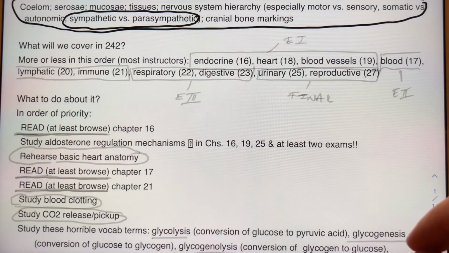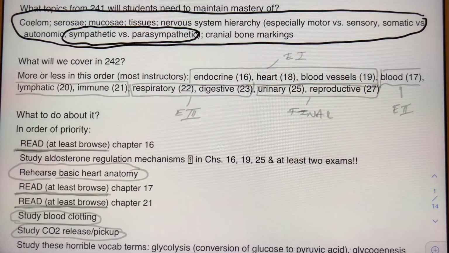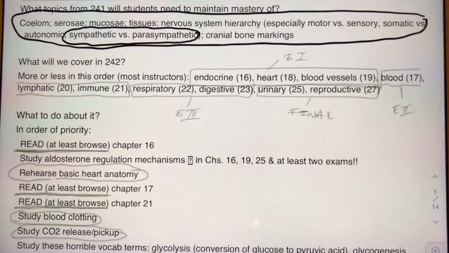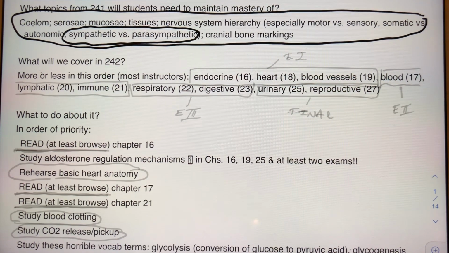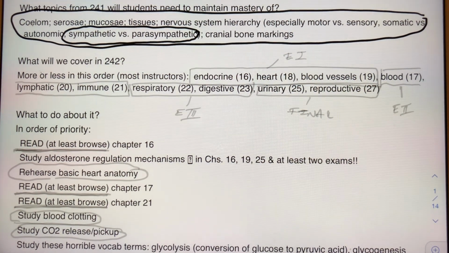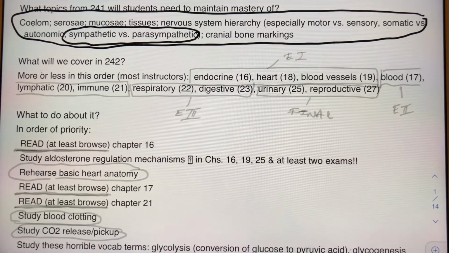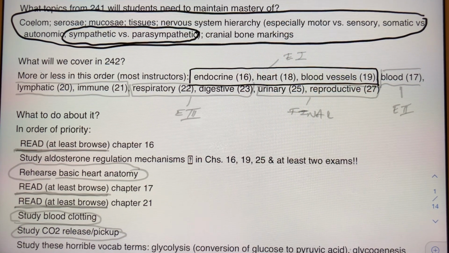Okay, so we've touched on all of the review that's especially important, and now I just want to highlight what's coming our way. Depending on the instructor, you may learn the different chapters in a different order than what I teach. What I teach is endocrine, heart, and blood vessels for exam 1.